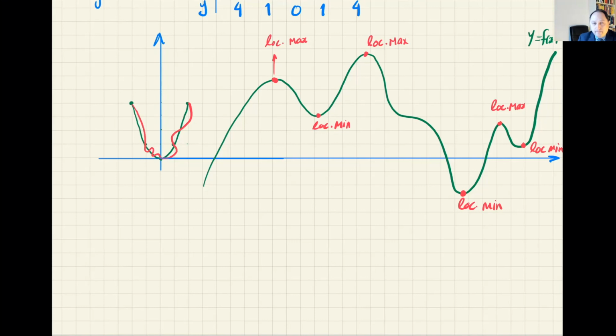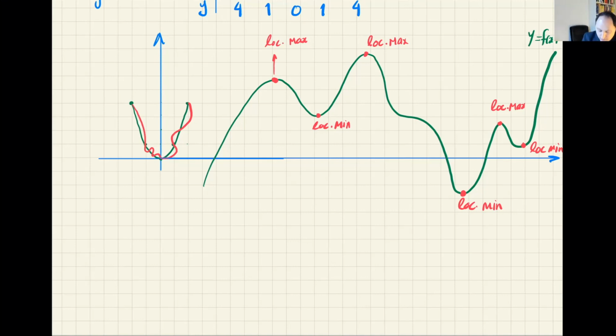Because then it means that there are either points nearby which are all below that point or above that point. No. You said that the derivative should be 0. Yes, the slope should be 0.